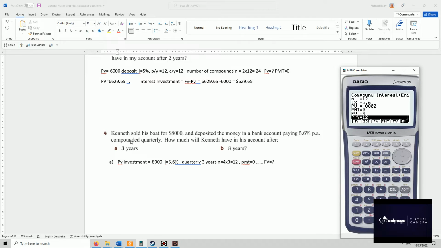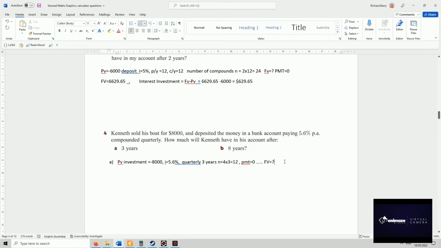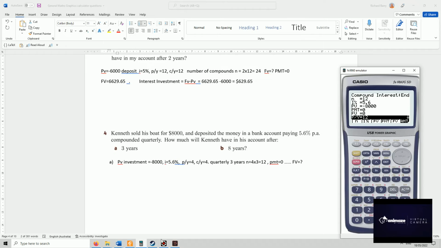Here's the trick. Compounded quarterly, P/Y. Let's write that one down. From compounded quarterly, that's right here, P/Y equals 4. Quarterly. Okay, C/Y also equals 4. In year 11, you can assume those two will be the same. Next year, that will change.